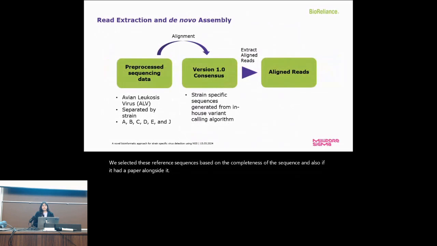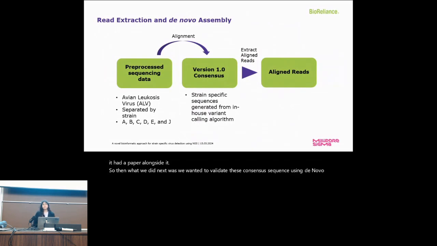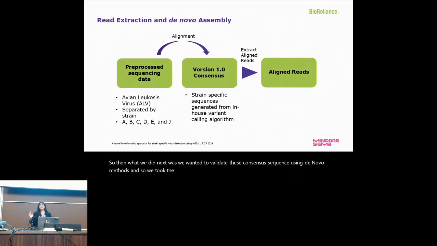Then we wanted to validate these consensus sequences using de novo methods. We took the same pre-processed sequencing data and aligned it to the version 1 consensus sequences generated from the previous slide. From there, we extracted the aligned reads. The reason we did this was because there was lots of background in the sequencing data, so we wanted to remove that background and then use those reads for the de novo assembly.